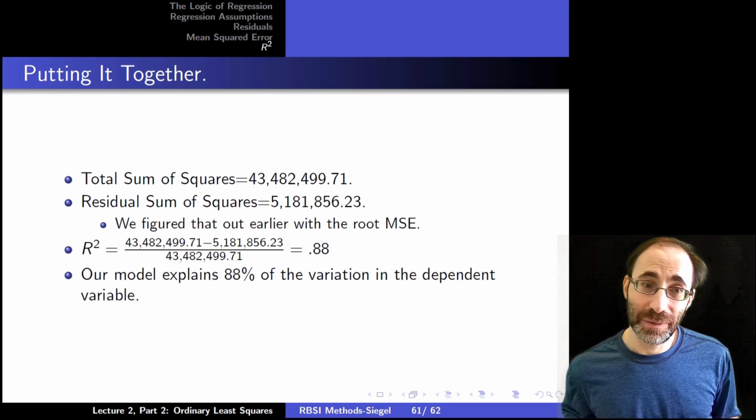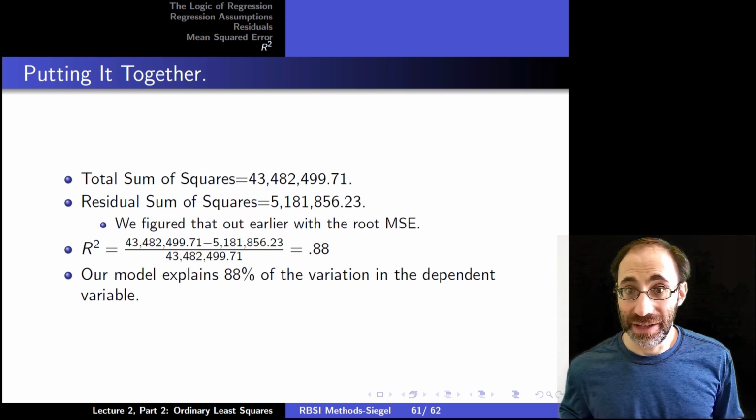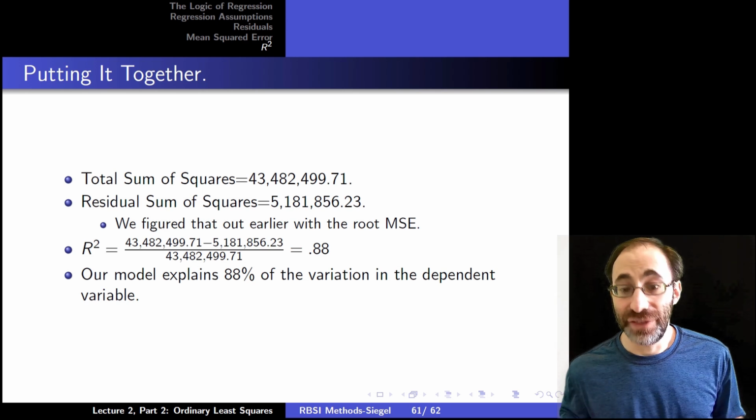With one independent variable, we get 88% of the variation in the dependent variable, which means we've done a great job explaining. We do a very good job in predicting, so our R squared gives us a sense of that, which is nice.